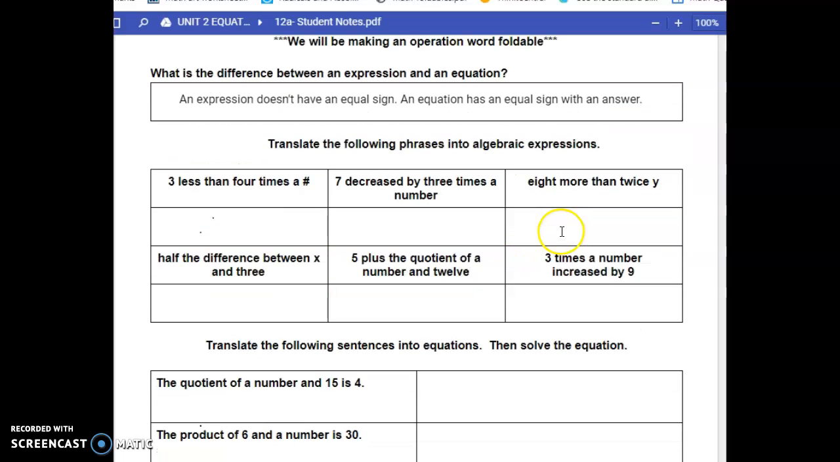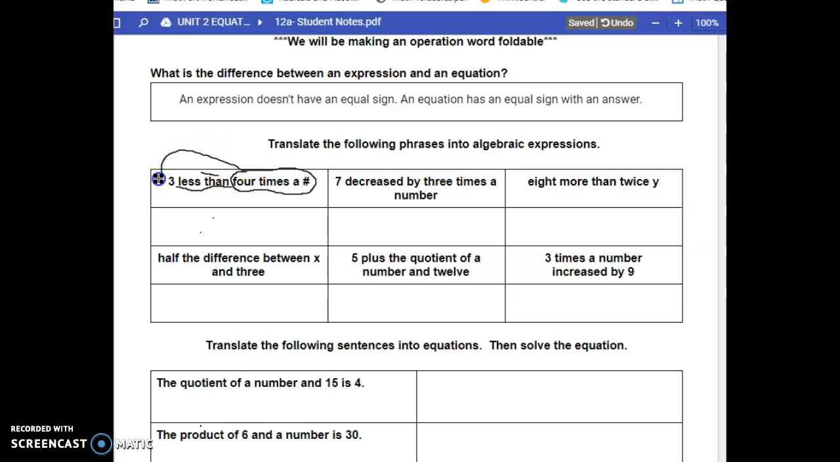So for this very first part, all of these are algebraic expressions, meaning we're going to be using variables and numbers and our symbols without an equal sign. So this very first one says 3 less than 4 times a number. This one is a little bit tricky because of the word less than. Less than means that we need to subtract, but in order to say 3 less than something, I have to know what I have before I can take away that 3, which is this, 4 times a number.